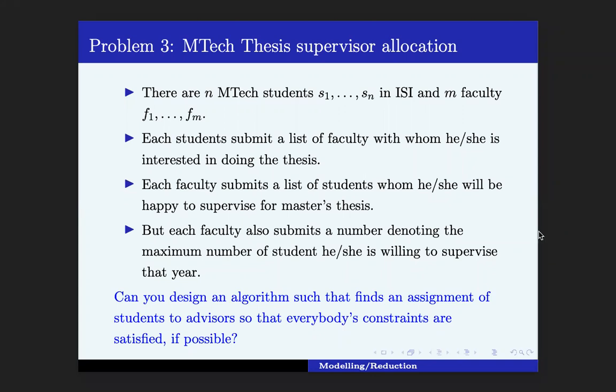A question: like in the stable matching problem, are you giving a preference list? No, there's no preference whatsoever. Any 5. I'm just saying, is there a solution? Is it possible to find a solution? Is there a solution? Can you design something so that everybody is satisfied?